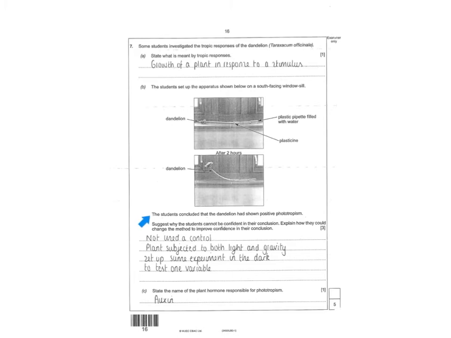The students concluded that the dandelion had shown positive phototropism. Suggest why the students cannot be confident in their conclusion. Explain how they could change the method to improve the confidence in their conclusion. Well, they haven't used a control. The plant is subjected to both light and gravity. Set up the same experiment of the dandelion inside the dark to test one variable to improve the confidence in their conclusion. State the name of the plant hormone responsible for phototropism, and it is auxin.